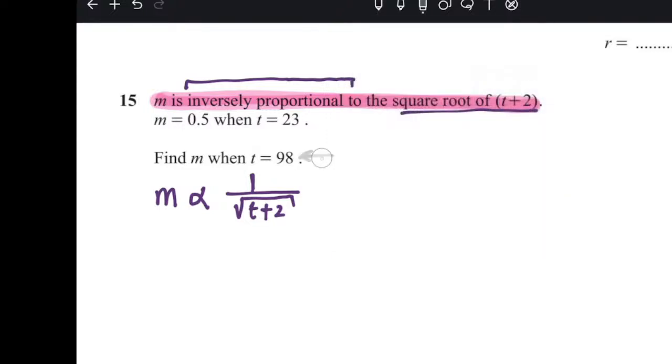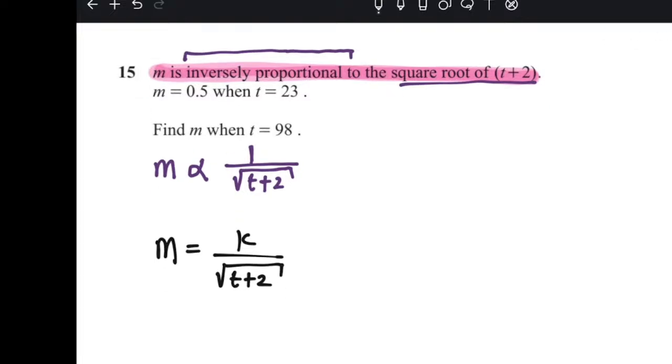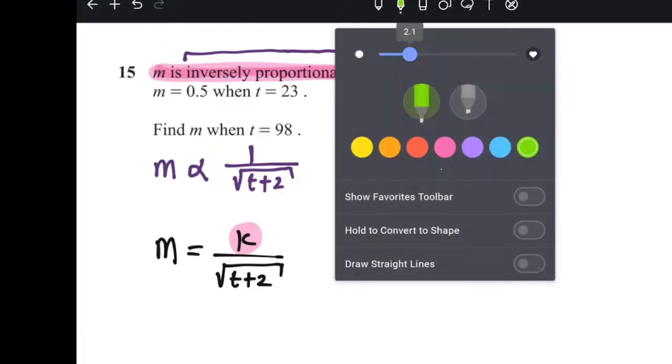Don't read that question. Next step is remove the fish, put an equal sign. How do you remove fish and put an equal sign? You multiply the right hand side by k. So you say m is equal to k. When you multiply the right hand side, it just goes on the top. So it's going to be k over square root of t plus 2. Then now, you've done well. What do you have to do? You have to eliminate k.